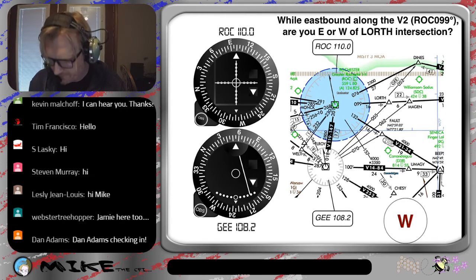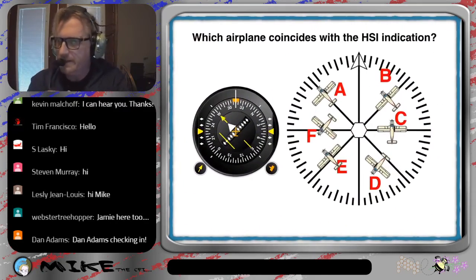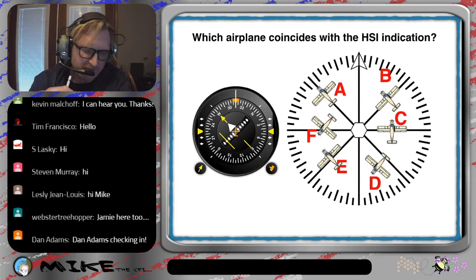All right, so those are fun. It's going to get even more fun now. Now we're going to talk about the horizontal situation indicator. The HSI is a great tool. It's a common reference used, especially now in GPS displays and primary flight displays, and it's a tool that you're definitely going to want to learn to use if you're going to be doing any kind of IFR flying nowadays.